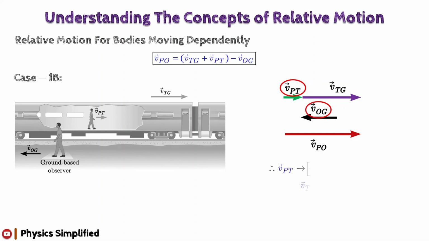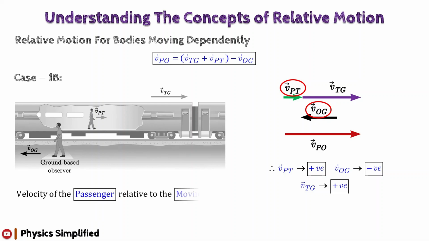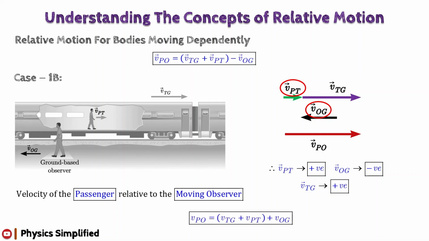the velocity of the passenger relative to the train, given by vector v_pt, is positive, while velocity of the observer relative to the ground, given by vector v_og, is negative. So, the magnitude of the velocity of the passenger relative to the ground-based moving observer is given by v_po = v_tg + v_pt + v_og.